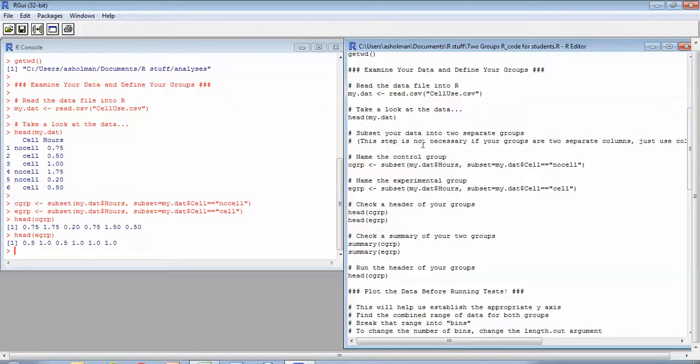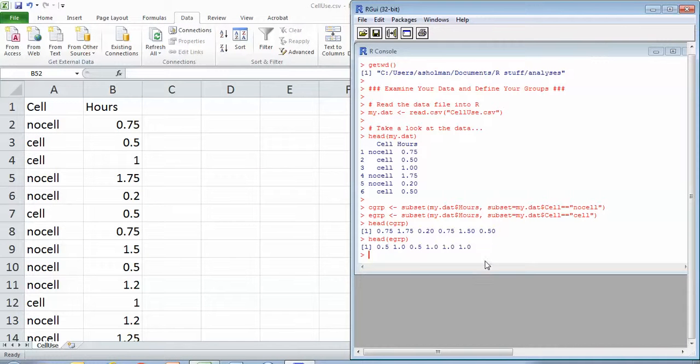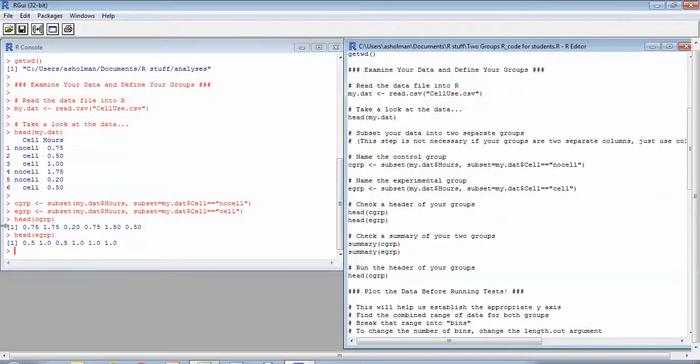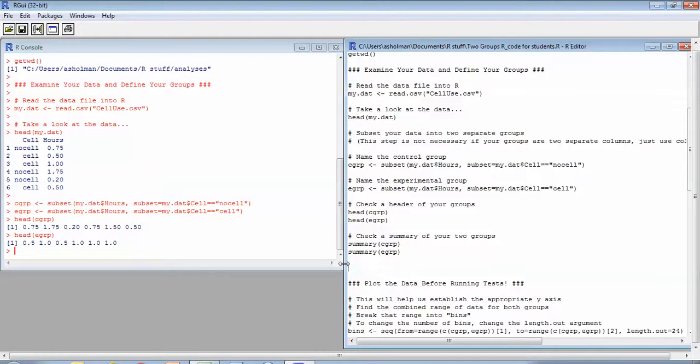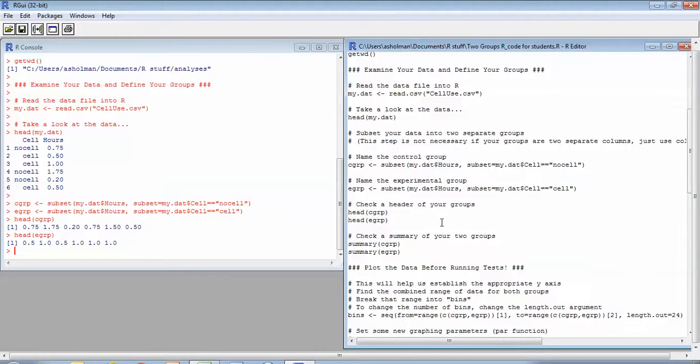And so I can look back at the data and see 0.75 for no cell, 1.75, 1.25, 1.5, and 5. That looks good. And 5, 1, 5, 1, and probably a 1. I'm not going to scroll down just to save a little time. But now we've verified that we are actually looking at what we want to be looking at. So take out that line of script there. So I checked my header.